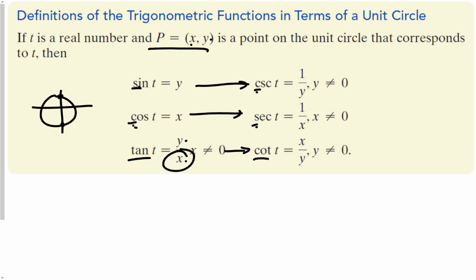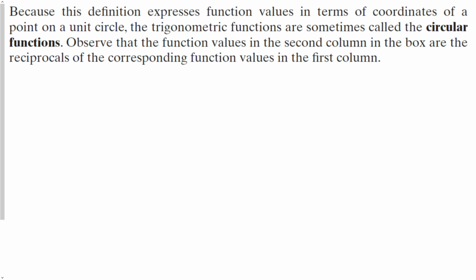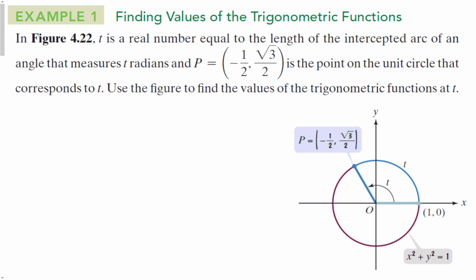Okay, so because this definition expresses function values in terms of these coordinates on a unit circle, sometimes we call trigonometric functions circular functions. And we talked about that the second ones are the reciprocal functions. Okay, let's actually try to do this. Now, there are certain places on the circle that are kind of important. We'll get to that in a later section. For now, you know what the point is going to be.